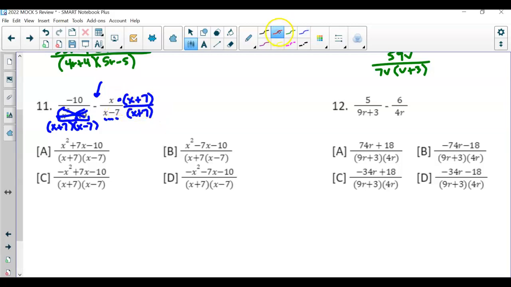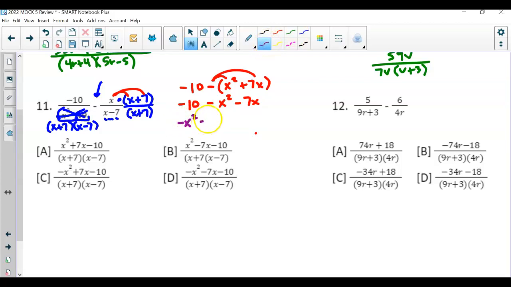Then I'm going to go ahead, bring down the negative 10 minus, now I've got to distribute my x here. So x squared plus 7x. Now distribute the negative. So this is actually in the numerator, negative 10 minus x squared, but now minus 7x. No like terms to combine, so I'm going to rewrite this in standard form. That is a negative x squared minus 7x minus 10 over our denominator of x plus 7 times x minus 7. That's why the answer is D.